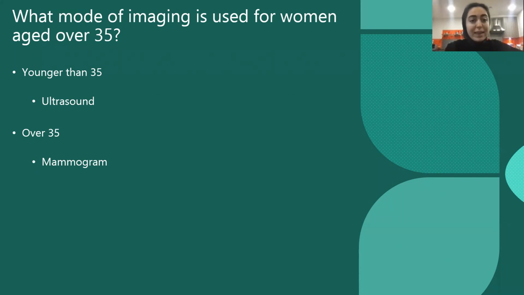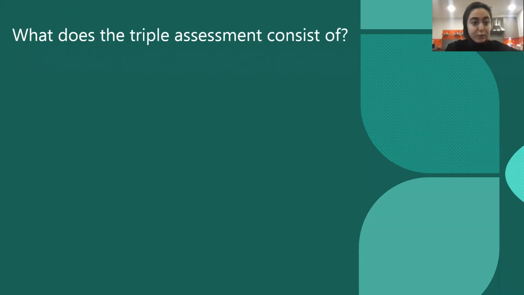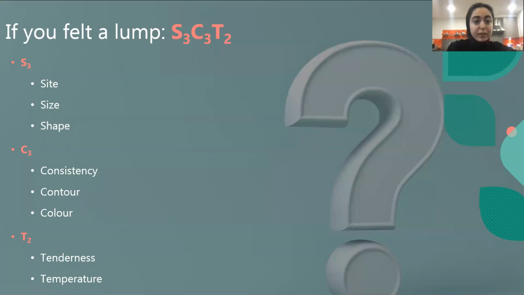So now, during your examination, if you felt a lump, you can use S3, C3, and T2 to describe the lump. So S3, that's site. For example, you can say that it was on the right breast in the right inner quadrant. The size, you can say it is approximately 3 centimeters in size. Shape, it is of a round shape. Consistency, so you can say it is soft and it has regular edges, and there are no overlying skin changes or overlying skin changes depending on what you see.